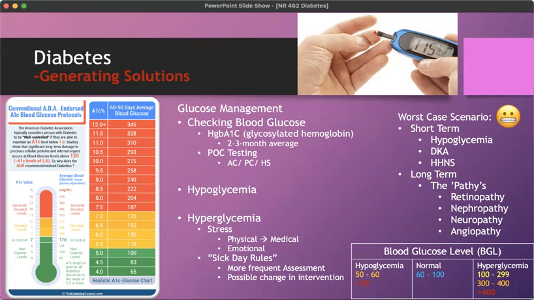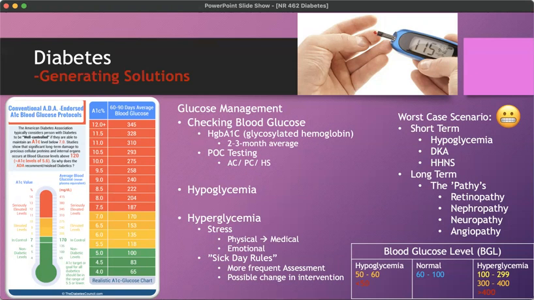But what we do in the hospital setting is point of care testing, or POC testing. This is the bedside glucometer testing. We can check those either AC, PC, or HS. AC meaning before meals, PC is after meals, and HS is hour of sleep.